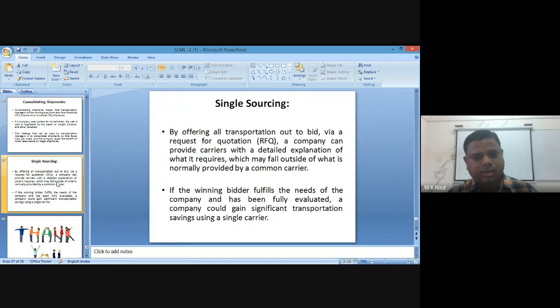If the winning bidder fulfills the needs of the company, having been fully evaluated based on different parameters, the company could gain a significant transportation advantage by using the single carrier. So these are the basic methods to reduce the cost of transportation management, starting from fewer carriers, then consolidated shipping, and the next one is single sourcing. If you have any doubts, you can ask me.